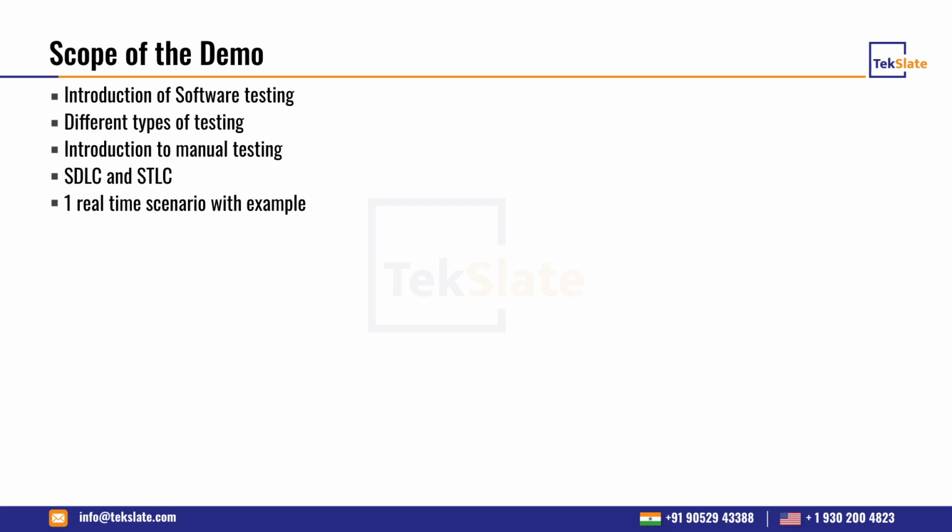And we have JMeter for performance testing and load testing. And coming to the next topic, SDLC and STLC. SDLC is nothing but software development lifecycle. We have various phases in a software development lifecycle. And the phases are planning and control, requirement analysis, design, build, test, deployment, and maintenance.